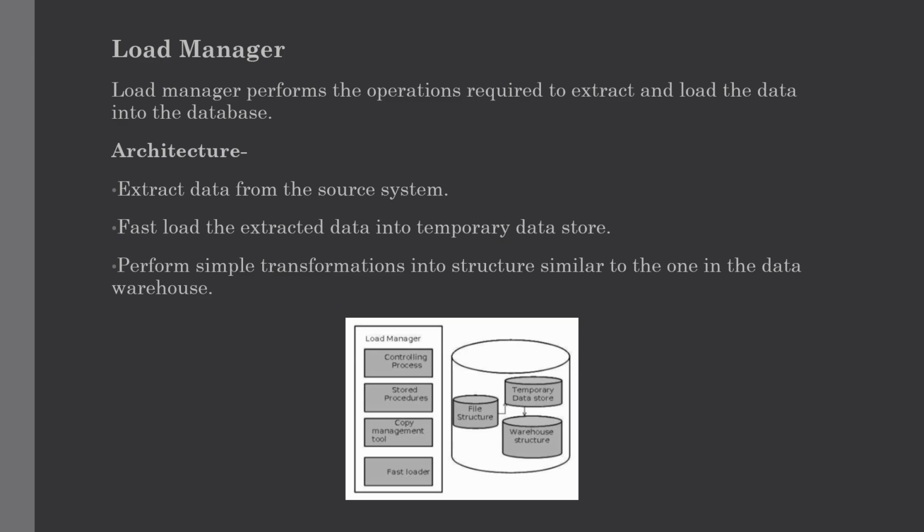The next one is fast loading. Why do we need that? In order to minimize the total load window, the data needs to be loaded into the warehouse in the fastest possible manner. Transformation affects the speed of data processing, so it is more effective to load the data into relational databases prior to applying transformations and the different checks we require. Gateway technology is not very suitable since it is inefficient when larger data volumes are involved, containing billions of records. So this was all about fast loading and why it is required.